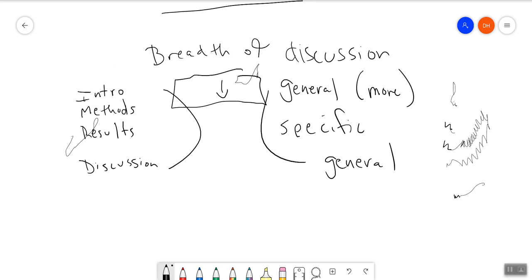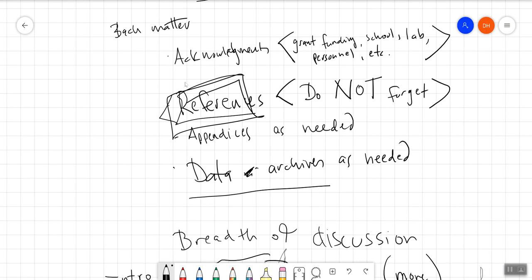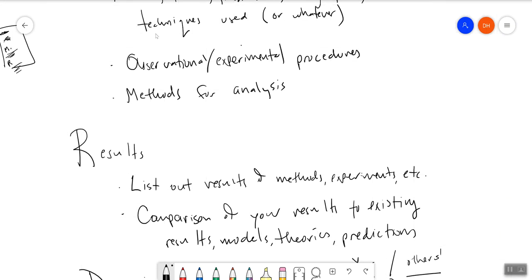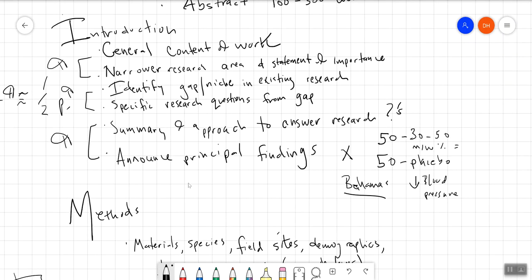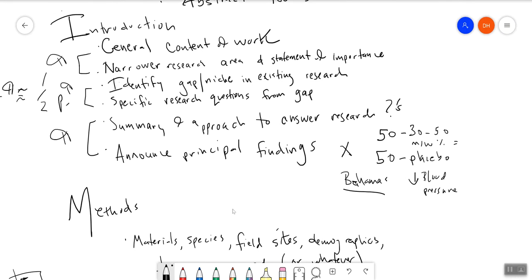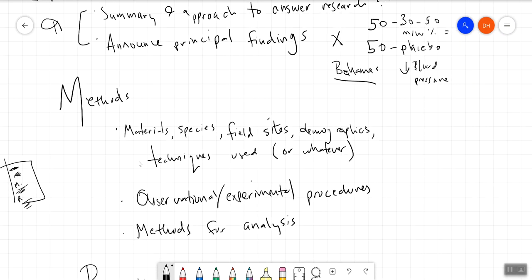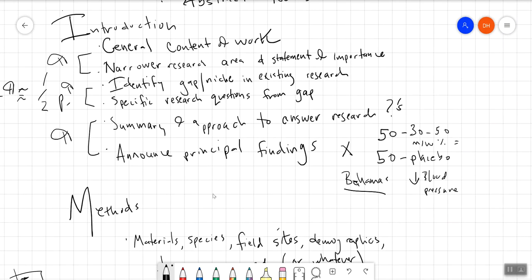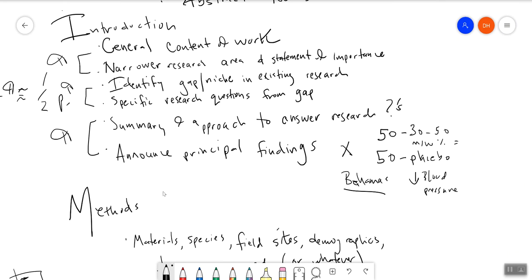So I hope this was helpful. And as I said, in the next couple of lectures, I'm going to go into detail on each of these sections. So I'm going to look at the intro, the methods, the results, and then the discussion parts so that you can see what all of these categories mean and how to apply them paragraph by paragraph as you are doing your research papers. So thanks.